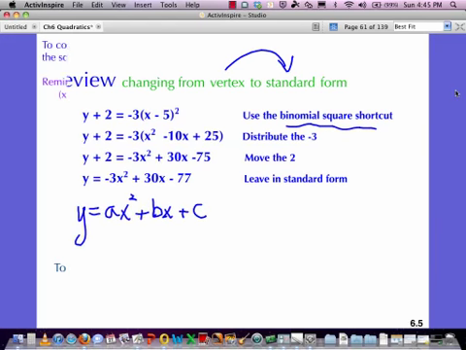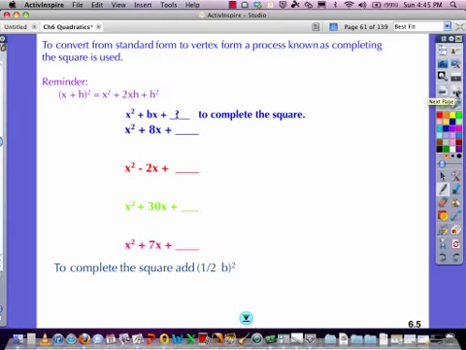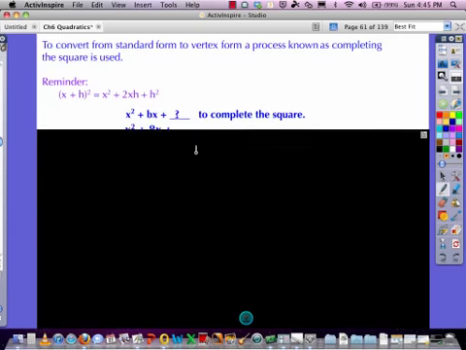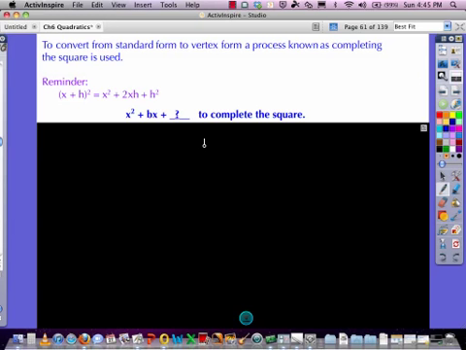All right, so let's go for the harder one, and that is, try to remember, when we talked about completing the square, our binomial square theorem, to convert from standard form to vertex form, a process known as completing the square is used. In our binomial square, we had the rule that said square the first, take the product of the two terms and double it to get the middle term, and then square the last. All right? So that is key. If you haven't been using that shortcut, now it's time to bring it into play, and it will be very beneficial to those of you who have.